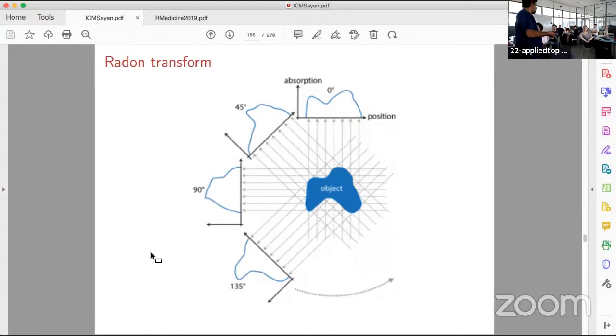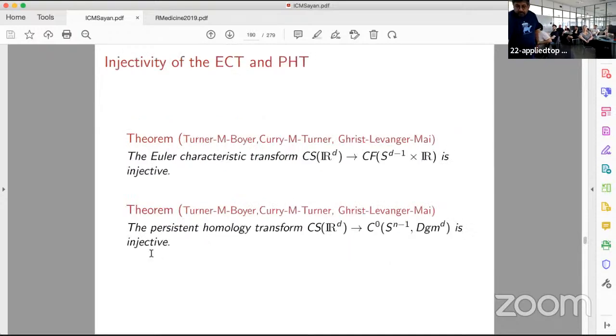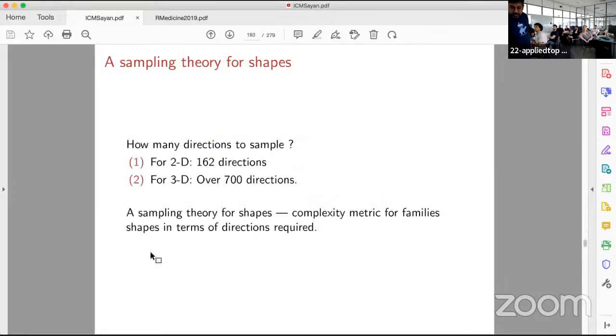So this is an inverse problem, this reconstruction. The most abstract version under which this reconstruction is doable is called the inversion theorem of Pierre-Shapiro. And I will talk about this probably in more detail when I give my talk during the week. But the idea, if you look at that, is it's based on fibers and projections, coordinate projections. Okay. We and others have shown that if you take all directions, it's injective. And so this is the question. How many directions do you sample?